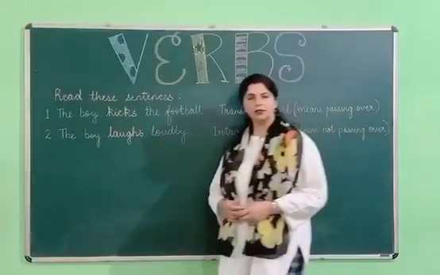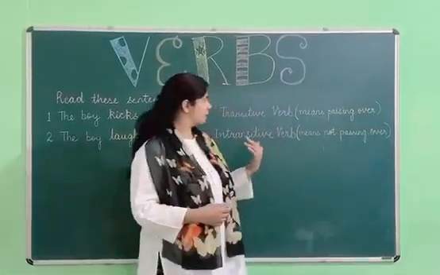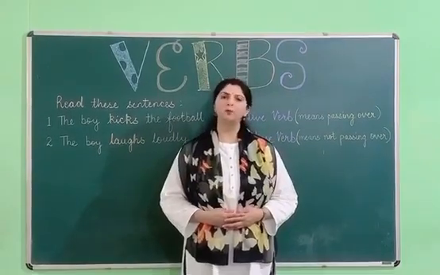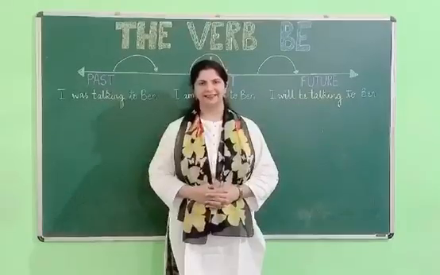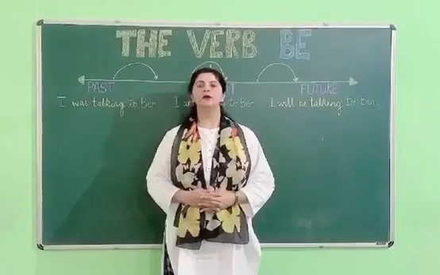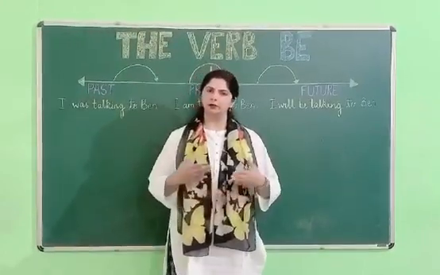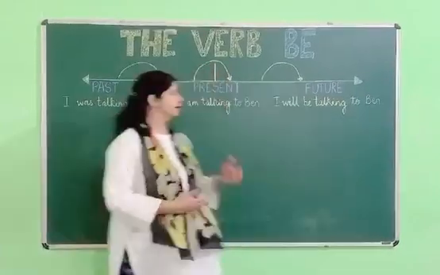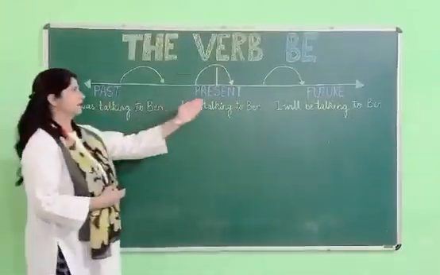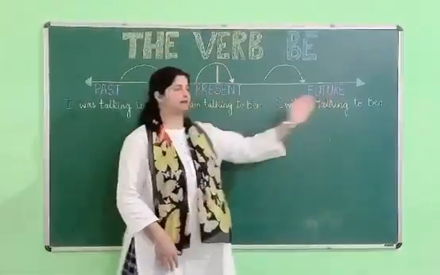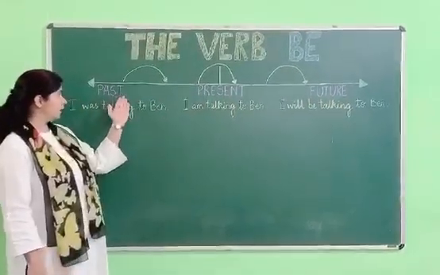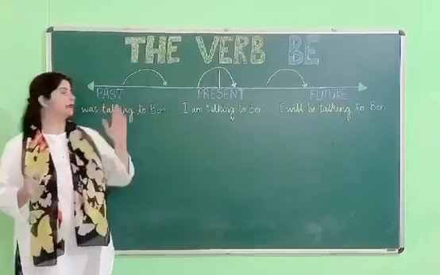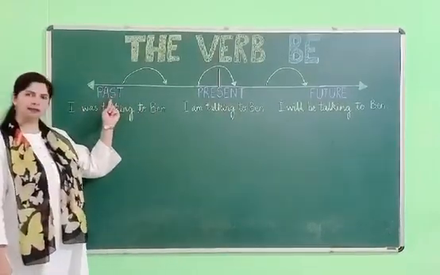Okay, now children, now that we have read what transitive and intransitive verb are, we are going to study the verb be. Before understanding the verb be, let us talk about the verb tenses. Children, there are 3 types of tenses: the past, present and future tense. An action which has already occurred, it has already happened, is said to be in the past tense.